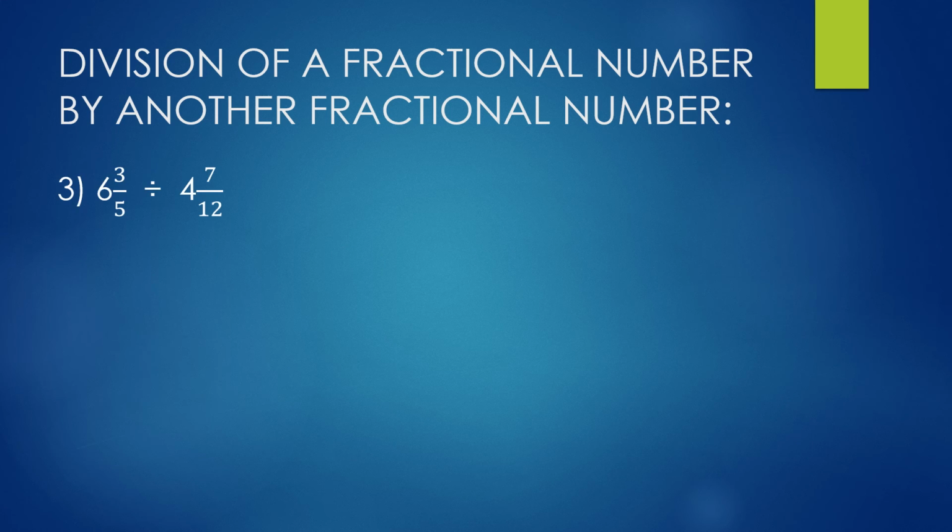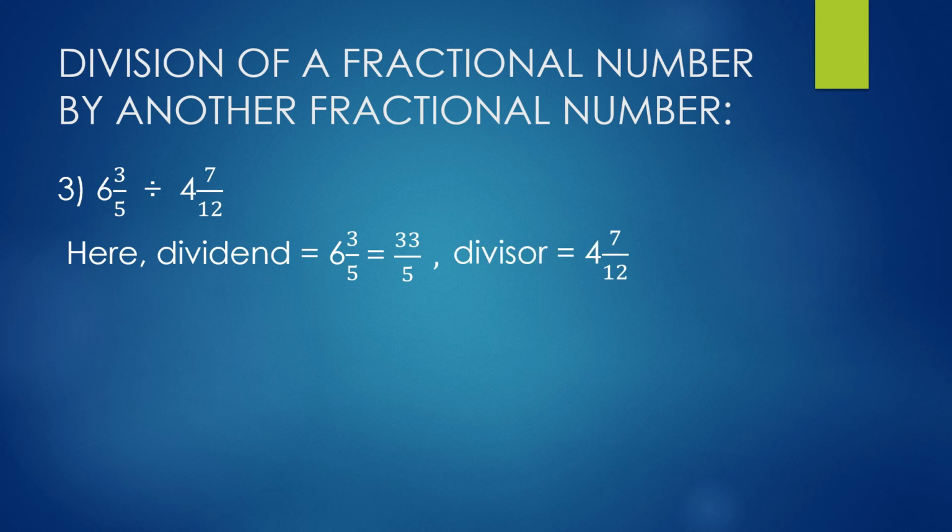Question number 3. 6 3 upon 5 divided by 4 7 upon 12. Here dividend is equal to 6 3 upon 5 and 6 3 upon 5 is a mixed number. So first we convert them into improper fraction. 6 5s are 30 and 30 plus 3 is 33. So the dividend is equal to 33 upon 5 and divisor is equal to 4 7 upon 12. Again 4 7 upon 12 is a mixed number. So first we convert them into improper fraction. 12 4s are 48 and 48 plus 7 is 55. So divisor is equal to 55 upon 12.